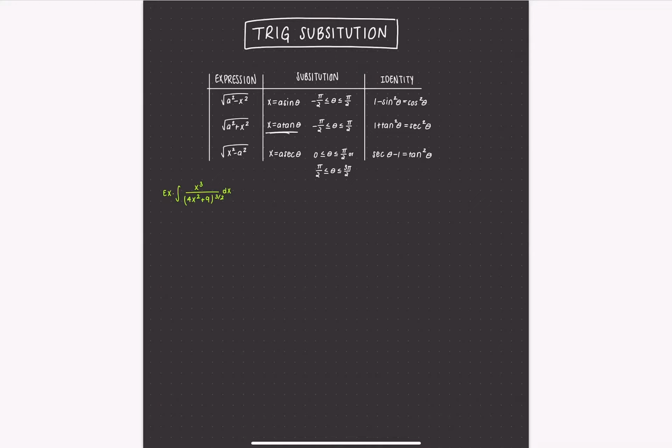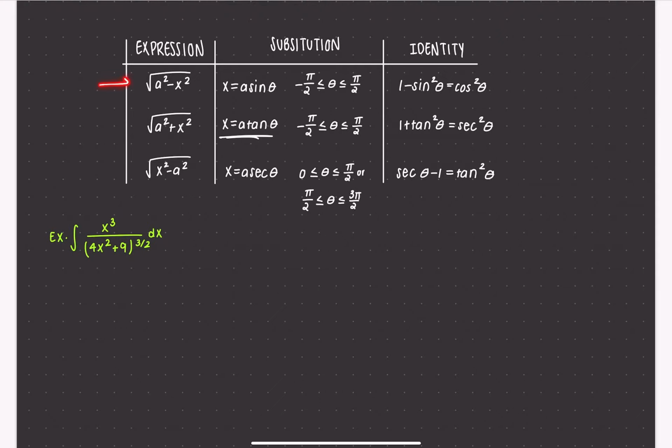Hi, so in today's video, we're going to talk about simplifying integrals using trig substitution. In trig substitution, the first thing we want to do is identify which of these three expressions are in our denominator: either the square root of a squared minus x squared, the square root of a squared plus x squared, or the square root of x squared minus a squared.